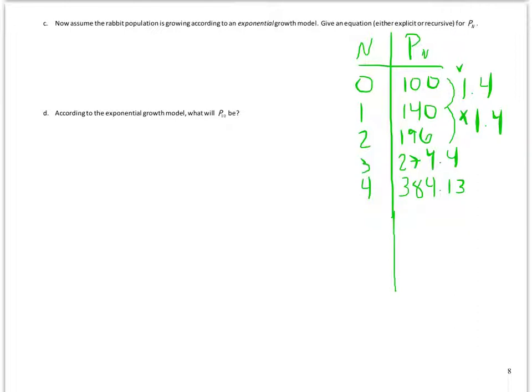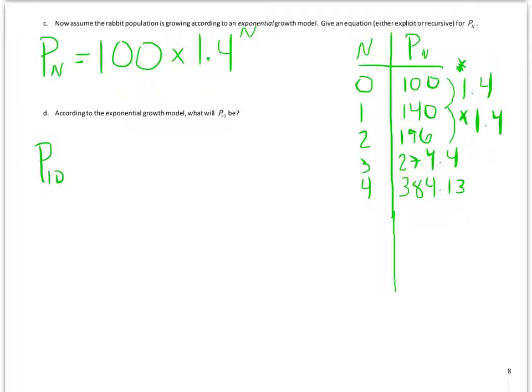But I also need a formula, and once I have a formula, that can also help me find P10. So my formula, P sub n, is based off the fact that I start with 100 rabbits, and then I multiply by the same number over and over again. I multiply by 1.4 over and over and over again, and the way we represent repeated multiplication is with an exponent, to the n. So now I have a formula.